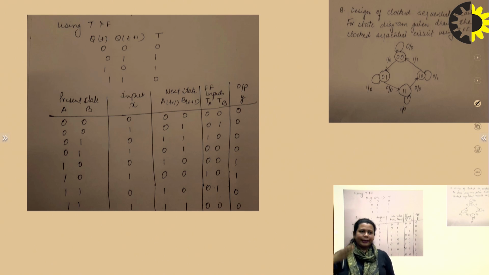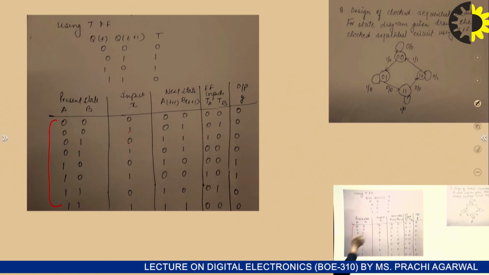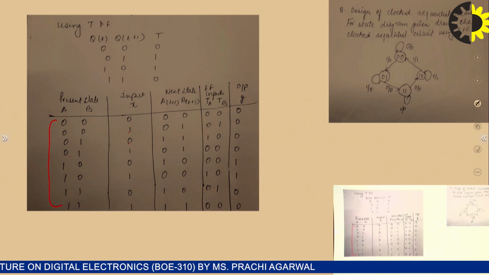So basically 8 combinations you can say, we have written each combination 2 times, one for input 0, another for input 1. So you see 0 0 input 0 and another 0 0 for input 1, 0 1 input 0, 0 1 input 1. So you will be writing all states 2 times, one for input 0 and another for input 1, because 2 inputs you are considering, right?